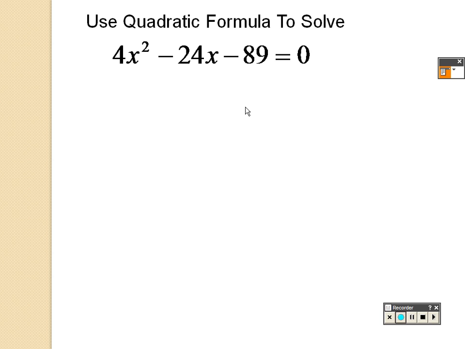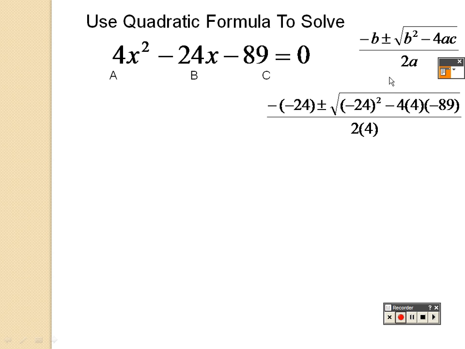Use the quadratic formula to solve this one as well. This is A, this is B, this is C, so you plug it in. That's all you're doing. You're just plugging it into the formula. So it's negative negative 24 plus or minus the square root of negative 24 squared, because it's b, minus 4 times your a, which is 4, and your c, which is negative 89, divided by 2 times your a, which is 4. All I'm doing is plugging in the values. Everywhere there's an a, plug it in. Everywhere there's a b, I plug it in. Everywhere there's a c, I plug it in.